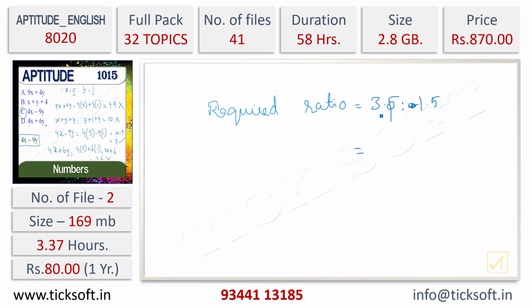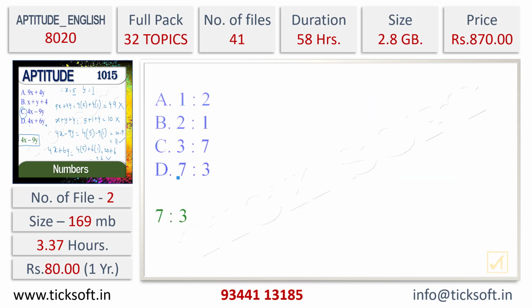Now what we are going to do is, we are going to multiply these two values by 10, then we will get 35 is to 15. And again if we cancel these two values by using the common factor 5, then we will get 7 into 5 is 35 and 3 into 5 is 15. So the required ratio is 7:3. So out of these four options, option D, 7:3 is the correct answer.